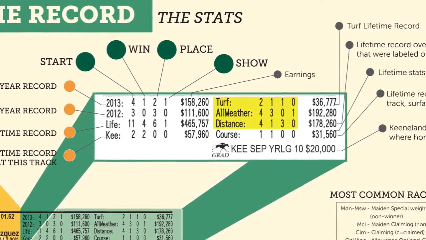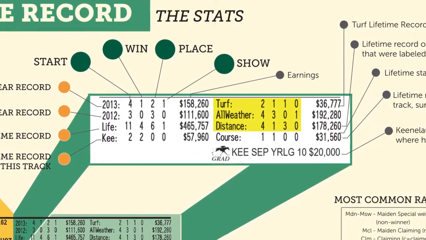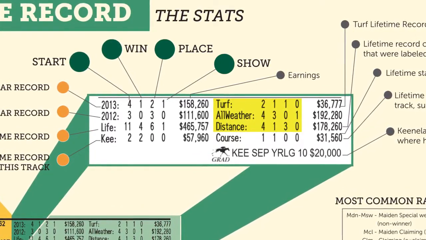Also, distance is an important one to look at, just because that's going to indicate how many times and how well that horse has run at the exact same distance that the current race has been run at.